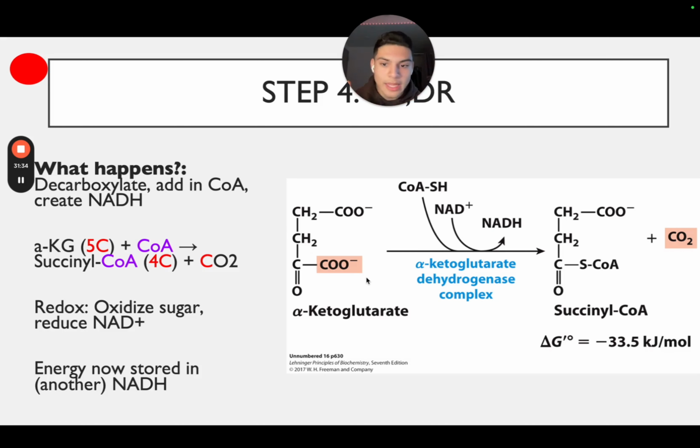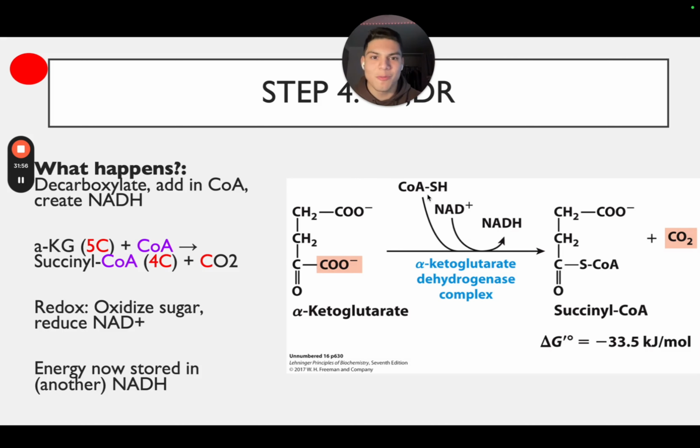And again, we're taking the 5 carbon molecule, converting it to a 4 carbon succinyl-CoA, and our carbon dioxide. This is where we see another release of carbon dioxide. And we're going to oxidize the sugar again, but we're also going to now get new reduced coenzymes, NADH, as well. And we're going to replace that carbon that we lost with the coenzyme A. This is where we introduce it again.